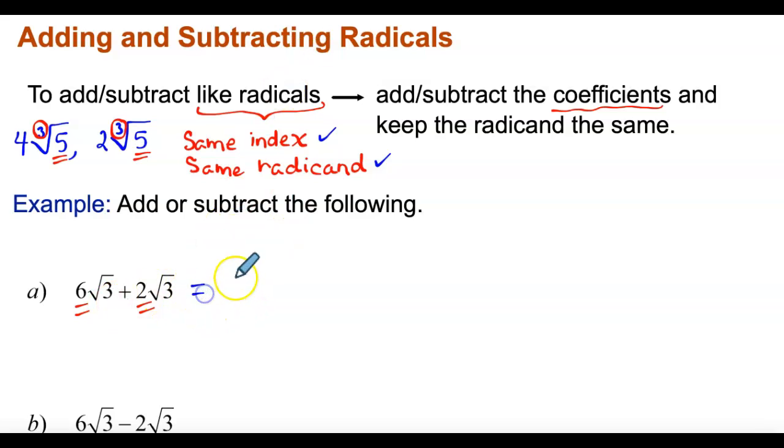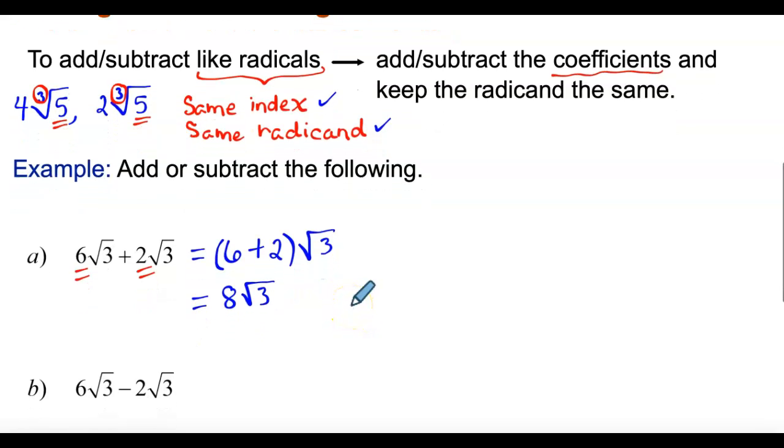So we go ahead and we write 6 plus 2, and we put it in brackets because both of these numbers must be multiplied by the square root of 3. Now all we have to do is add 6 and 2 together, which is 8, and it's now 8 times the square root of 3, and that's it. Let's try the next one.